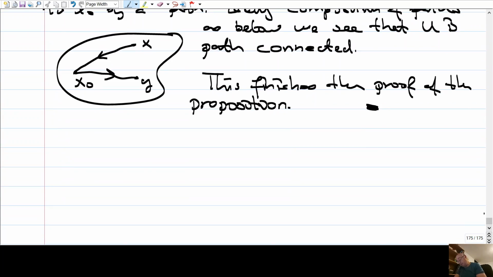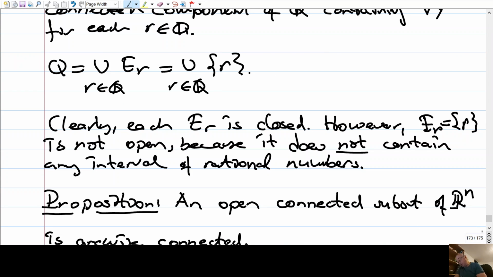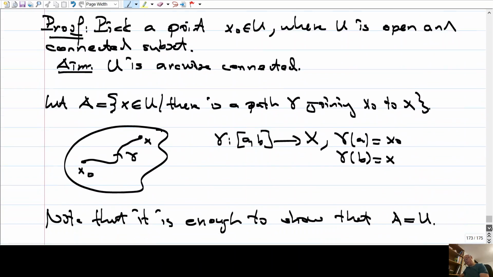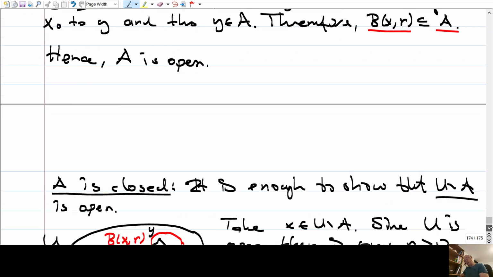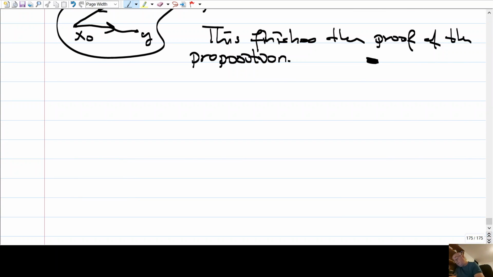All right. So we proved what? We proved that an open and connected subset of Rn is actually path connected or arcwise connected. And the final thing I'll prove in this chapter is that the topologist's sine curve is not path connected. So back to the topologist's sine curve.